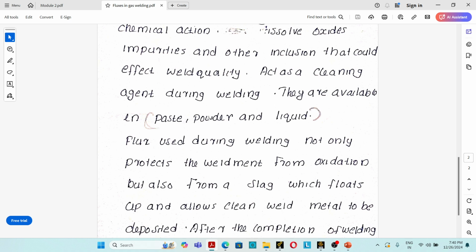So flux is available in paste, powder, and liquid form. During the welding process, the flux undergoes a chemical reaction producing slag.